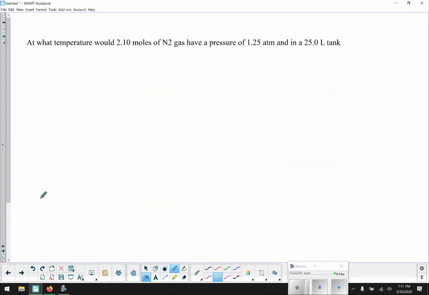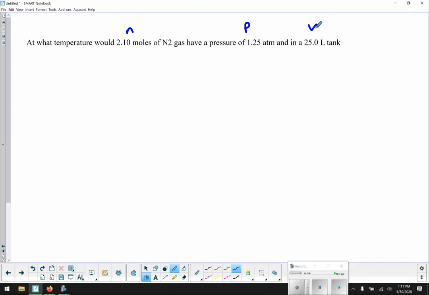So here's the first of the problems I've picked out to do. At what temperature would 2.10 moles of N2 gas have a pressure of 1.25 atmospheres in a 25-liter tank? Should have said in, and not and, in a 25-liter tank. But anyways, we have here, and again, I like to label my variables. We have a number of moles, we have a pressure, and we have a volume.